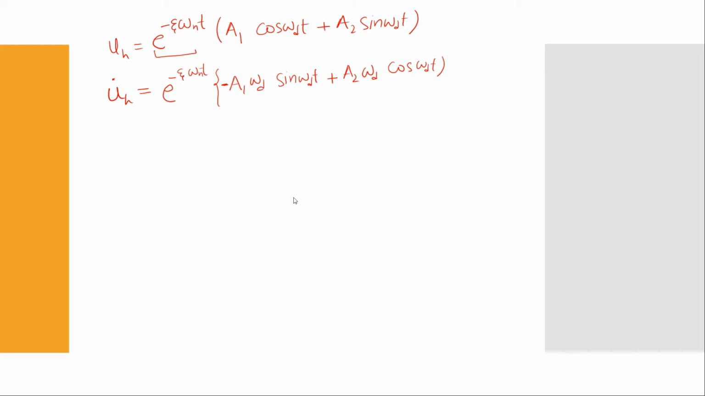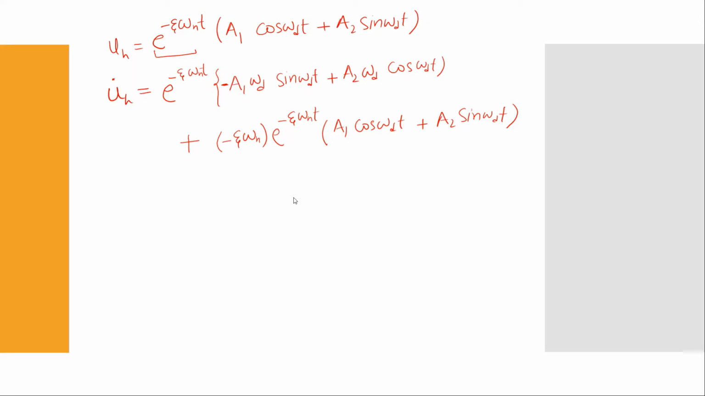Now we will keep this as constant and differentiate the other part. So let's differentiate it first. So we will have minus xi omega n and e to the power minus xi omega n t into a1 cos omega d t plus a2 sine omega d t. Okay, so now we will solve for the coefficients a1 and a2.